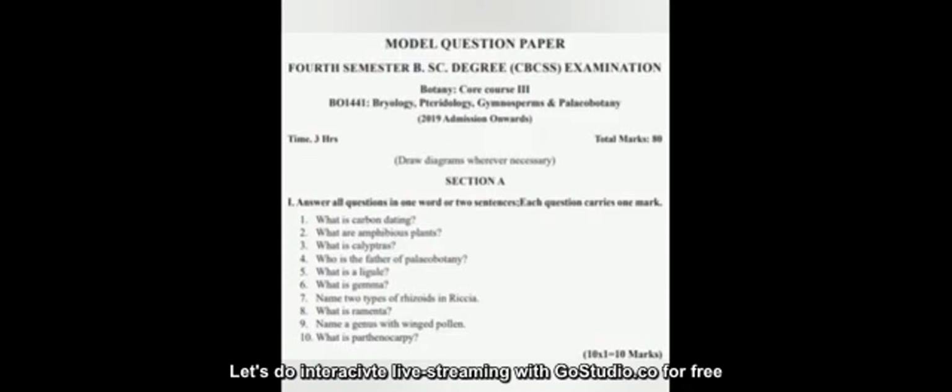5. What is a ligule? 6. What is gemma? 7. Name 2 types of rhizoids in Riccia. 8. What is ramenta? 9. Name a genus with winged pollen. 10. What is parthenocarpy? Here you get the 10 marks from your answers.